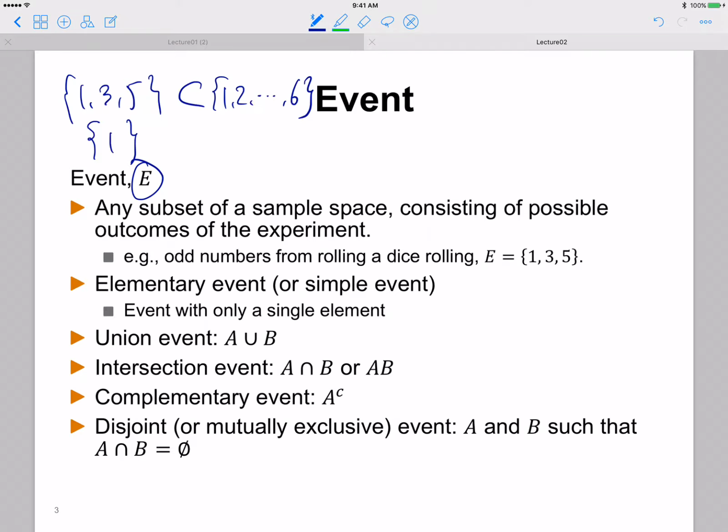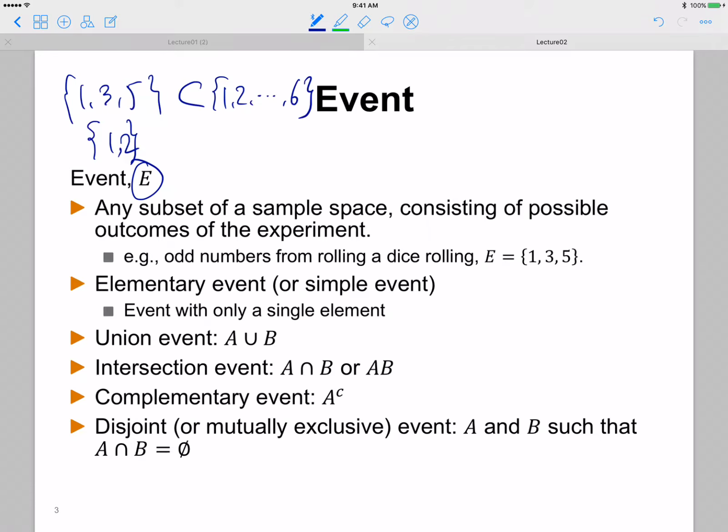And why we call it an event is because we assume some characteristic or some conditions are involved or used to obtain the subset. So the first one is the case of picking up an odd number, right? Then maybe this event is picking up a number less than 3, for example. So that way you can describe some condition or requirement to satisfy this event. That's why we call it an event.